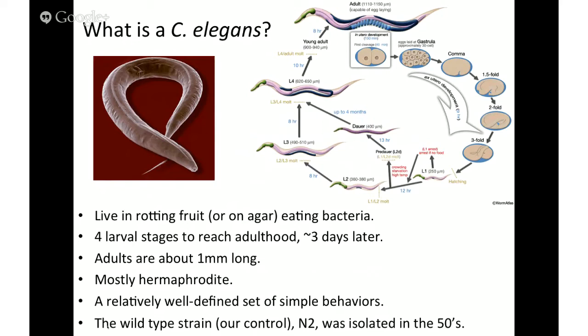What is C. elegans? This is what the worm actually looks like when it's beautifully photographed. This image is all over the internet. They live in rotting fruit, or in the case of a lab, they live on a petri dish eating bacteria. They go through four larval stages to reach their adulthood, and you can see that in this image here.